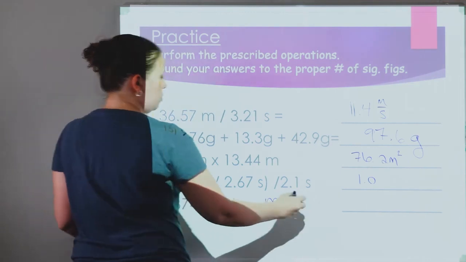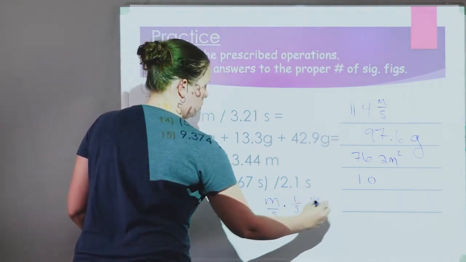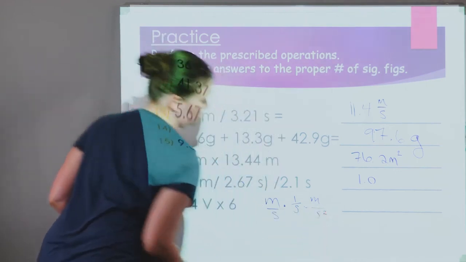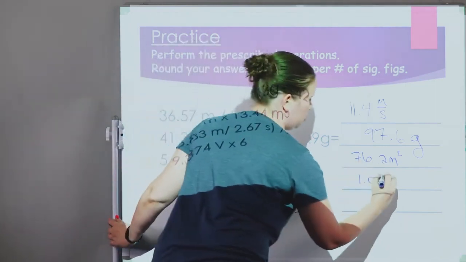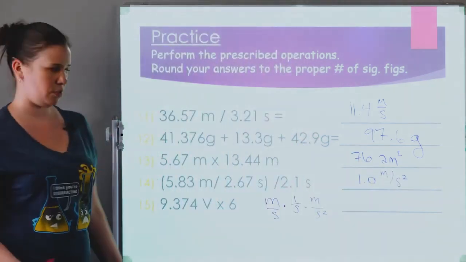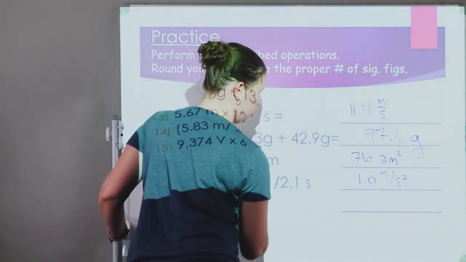And then what happens is we multiply across. And the only thing on top is meters. But on bottom, second times second would actually be seconds squared. So my unit for this one is meters per second squared, a unit for acceleration. So we're going to use our reciprocal whenever we have fraction in a fraction.